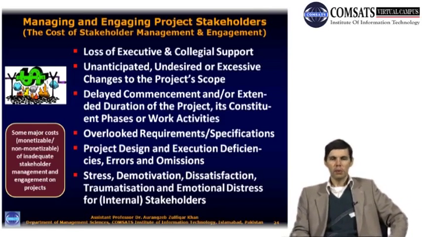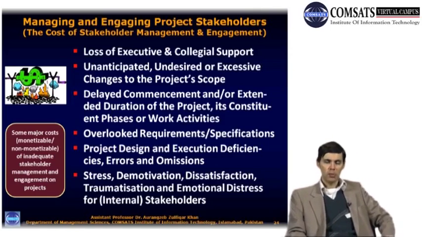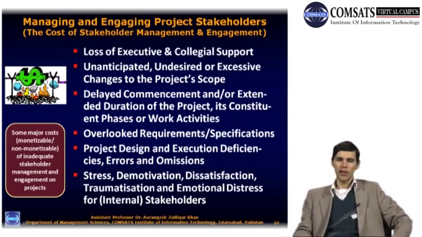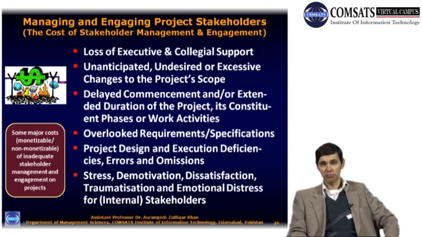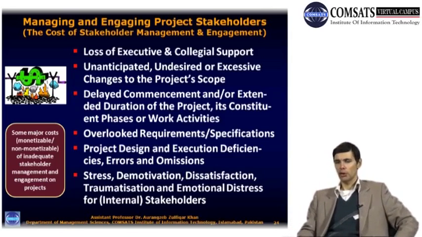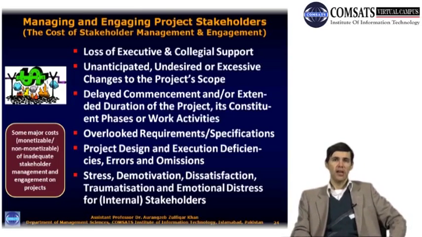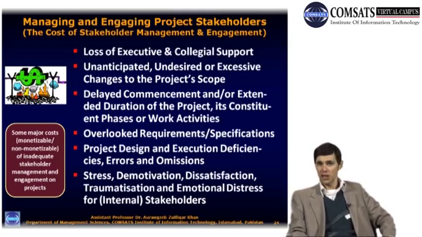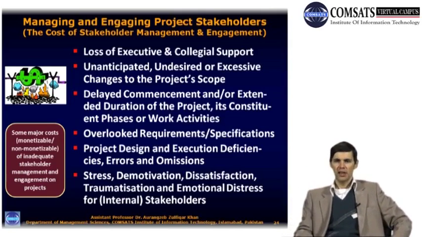What happens if you don't properly manage and engage your stakeholders? Well, a lot of nasty things can happen, and some of them I have listed up over here. Well, loss of executive and collegial support. If you ignore your colleagues, if you don't properly brief your executives, don't report to them as expected or to the required extent, then they start losing interest, or they might even start getting a little bit annoyed, and that of course is a cost for the project.